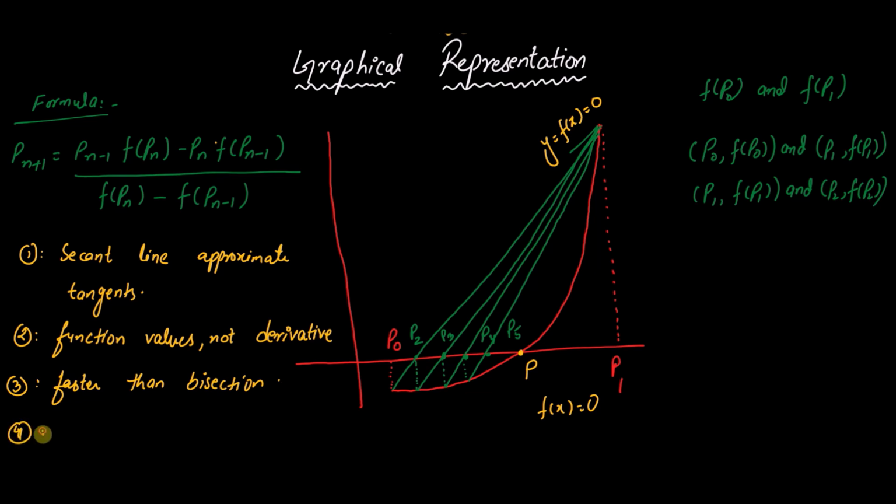And the last one is, if the guesses are good, it leads to quick convergence. So if the guesses are good, it leads to quick convergence as shown by P2, P3, P4, P5 approaching the root. So to wrap up, the secant method is a beautiful blend of geometry and algebra, relying only on two guesses and the shape of the function to locate a root. Graphically, it's intuitive. Just draw secant lines and watch them steer you to the solution.